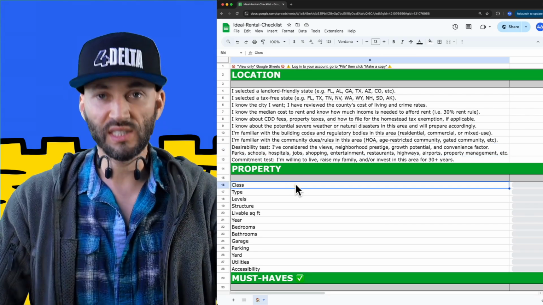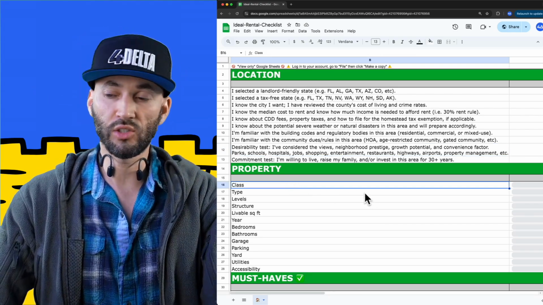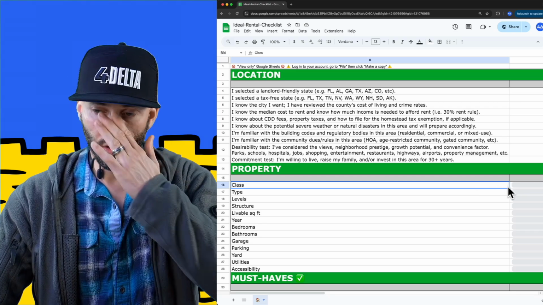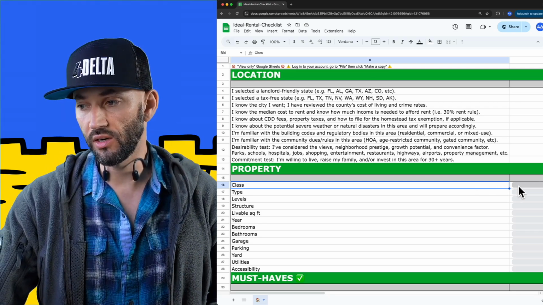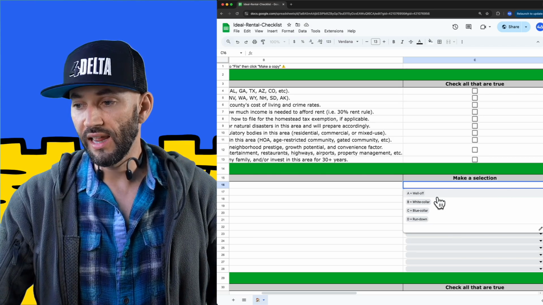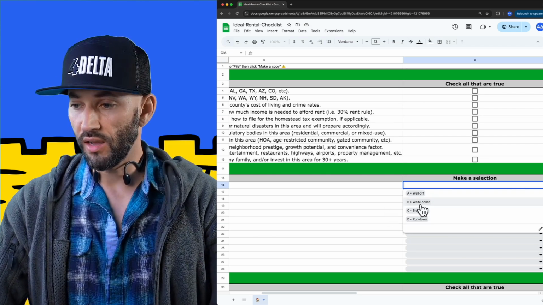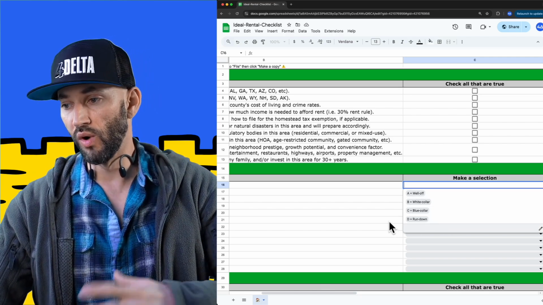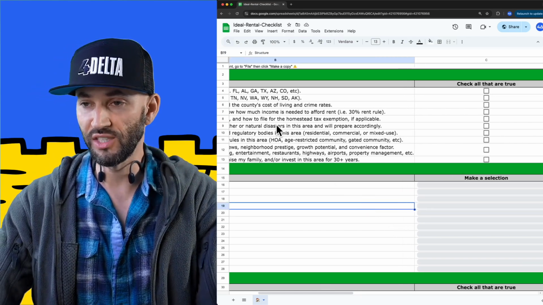To take it one step further and really get you to drill into it and think about the property, I did some property specific things to consider. So like class A, B, C, or D, and I even tried to define it. Well off, white collar, blue collar, rundown. Don't get too crazy with these definitions.